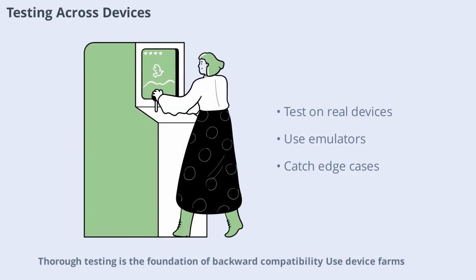Thorough testing is the foundation of backward compatibility. Use device farms, emulators, and real hardware to test your app across a wide range of devices and Android versions. Automated tests can catch many issues, but manual testing is still essential for catching edge cases.